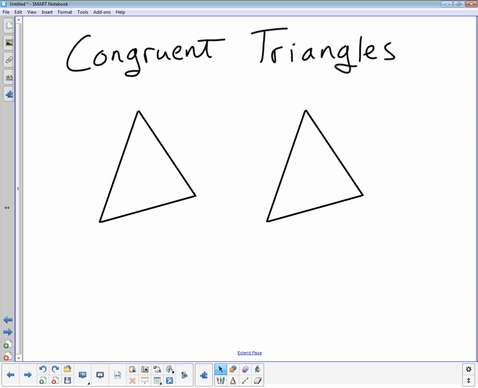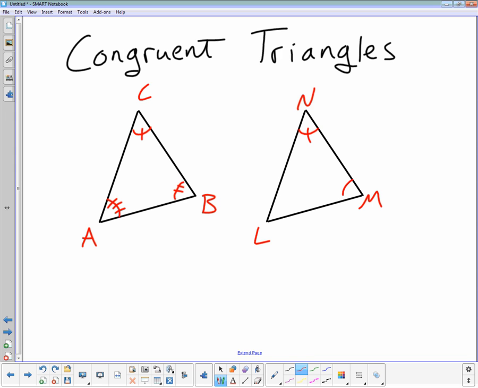All right, so we have 2 absolutely identical triangles, and let's call them ABC and LMN. If these 2 triangles are congruent, that means that all of these parts are congruent to all of these parts.